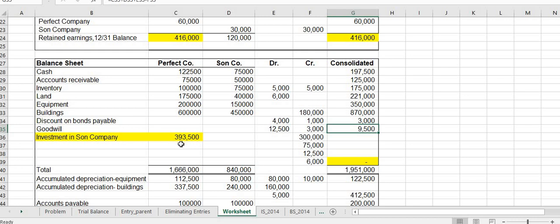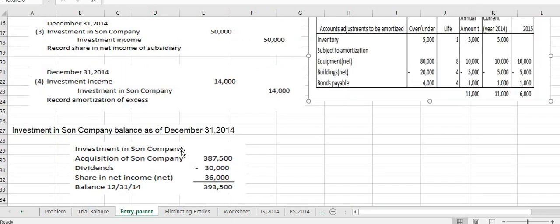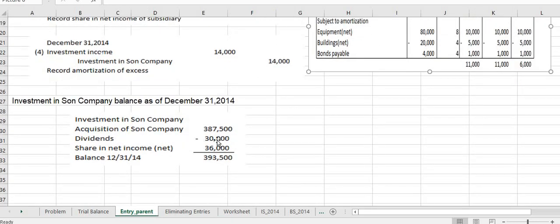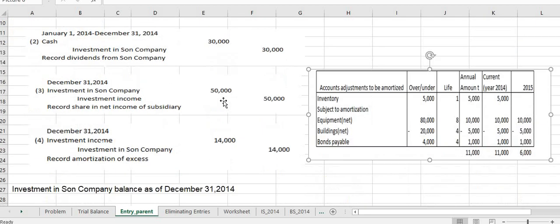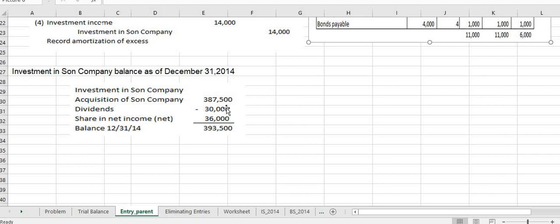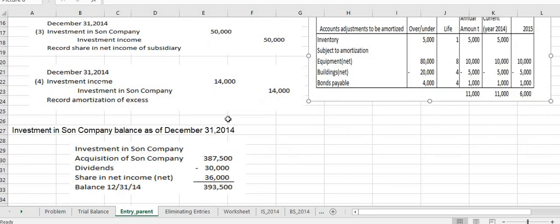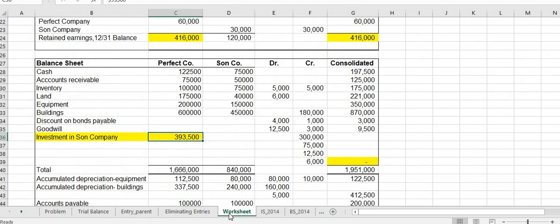We have actually a balance of investment in Sun Company of 393,500. Ito yun siya, di ba we have debited 387,500 to record the acquisition of Sun Company. And then to record the dividends, debited cash and credited investment account. And then to record the share in net income, that's a debit to investment in Sun Company, credit investment income. Therefore, the balance of our investment account is 393,500. Okay, but di ba, the purpose of our eliminating entries is to eliminate the investment account.